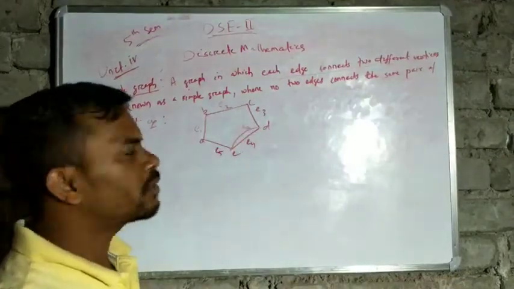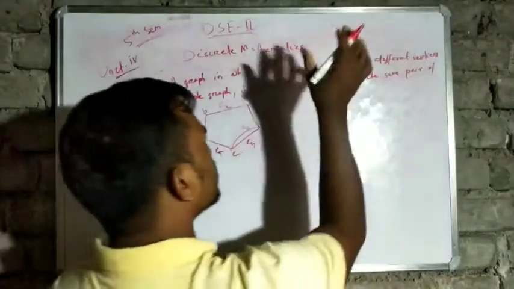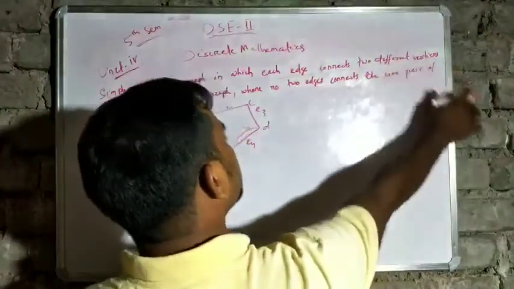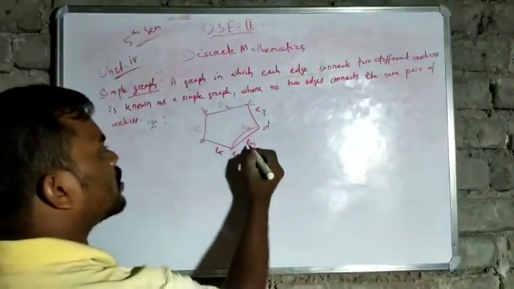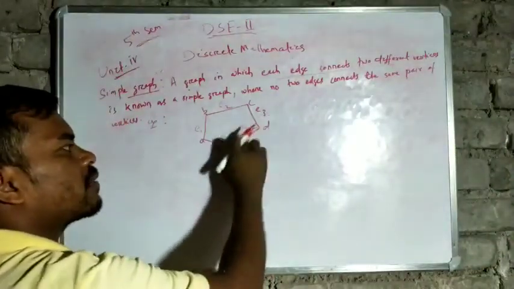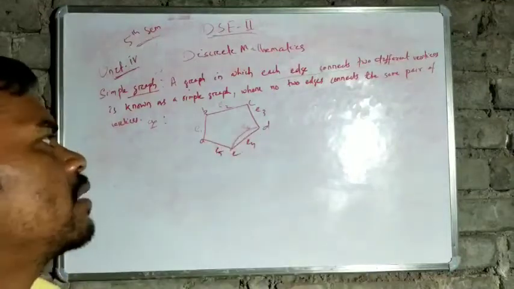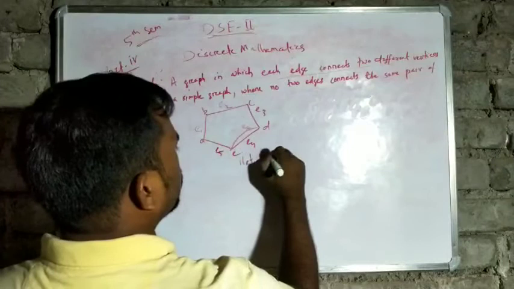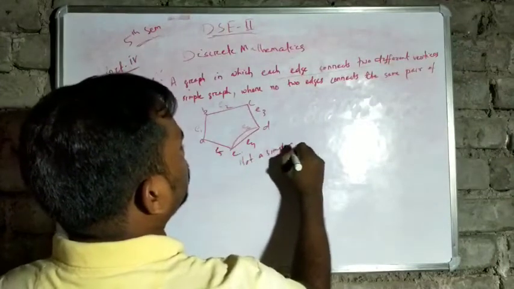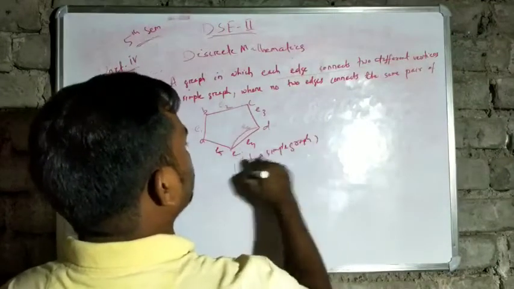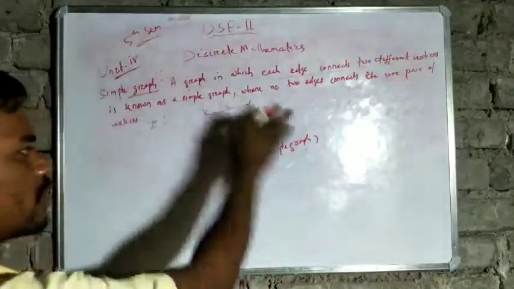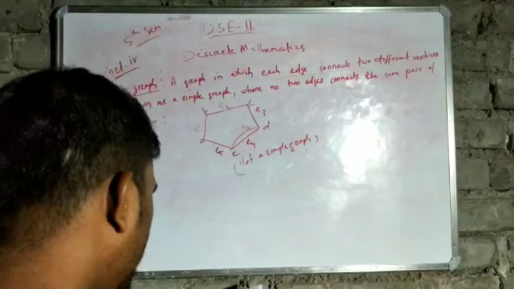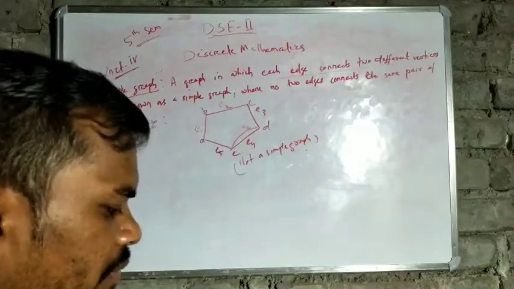Now this is not a simple graph because according to our definition, a graph is said to be simple when no two edges connect the same pair of vertices. Here E4 and E6 connect the same pair of vertices D, E. That's why this is not simple. So now you understood what is a simple graph and what is not a simple graph. Now we'll come to what is a multigraph.